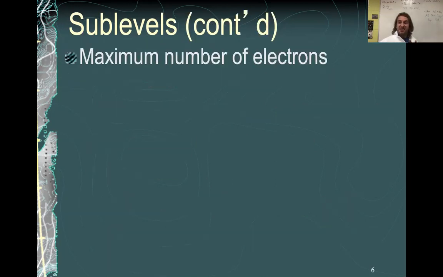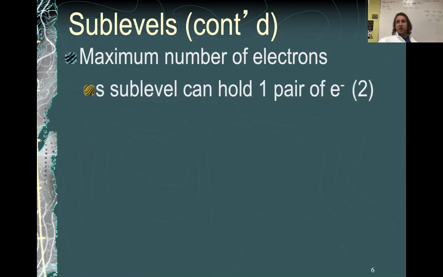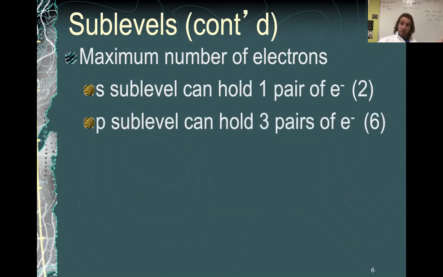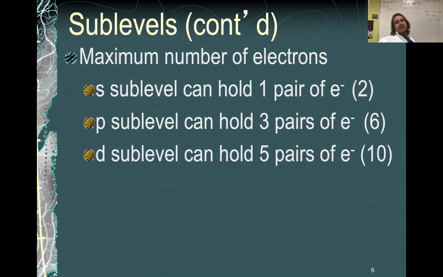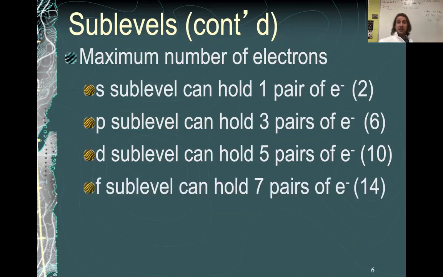Within each of these sublevels, there's a max number of electrons you can hold. Our S sublevel can only hold 2 electrons, or a pair. Our P can hold 3 pairs, or 6 electrons. Our D sublevel can hold 5 pairs of electrons, or a total of 10. And our F, if you're seeing the pattern, it's our first 4 odd pairs. Our F sublevel can hold a total of 7 pairs of electrons. That would be 14 electrons total.